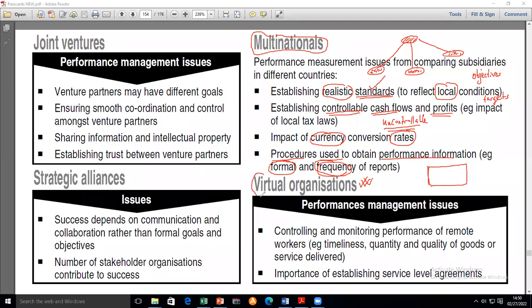Unlike a virtual organization, these are organizations which are not physical per se, made up of people in different geographical locations. And the technology is what connects them. These people are connected by technology. So technology is what connects these people.